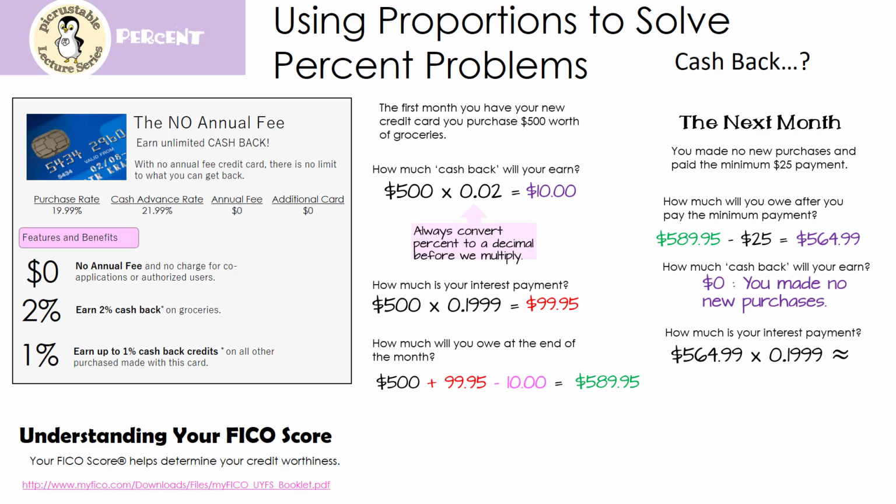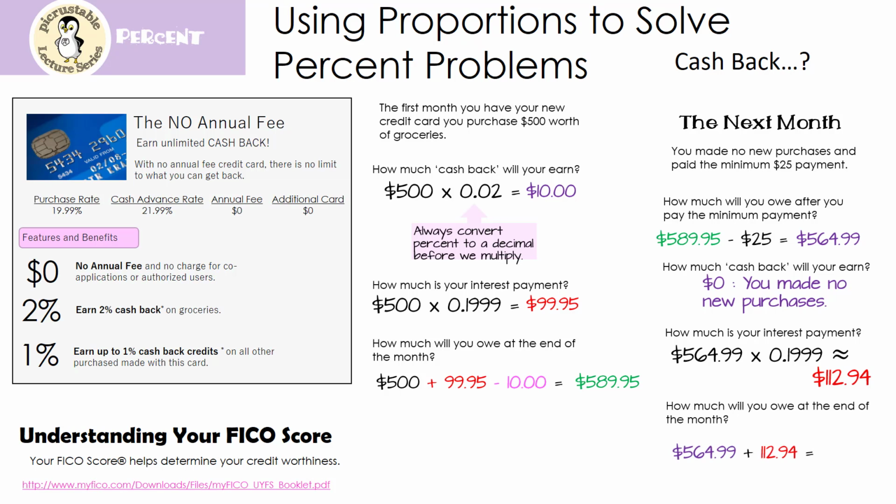Well, we're going to take $564.99 times 19.99%. Of course, we changed that to a decimal. That gives us approximately $112.94. That's your interest, just your interest. How much will you owe at the end of the month?